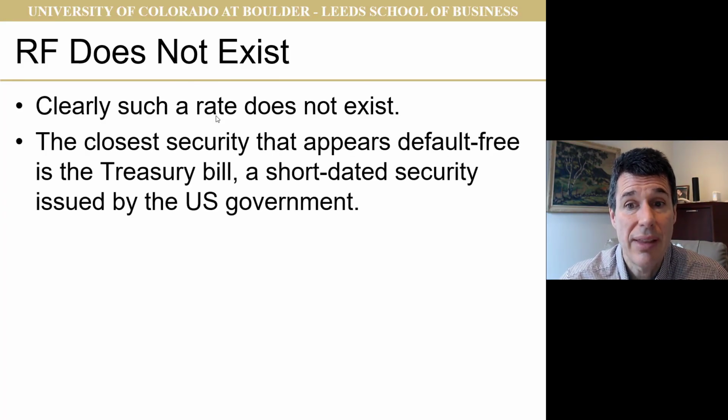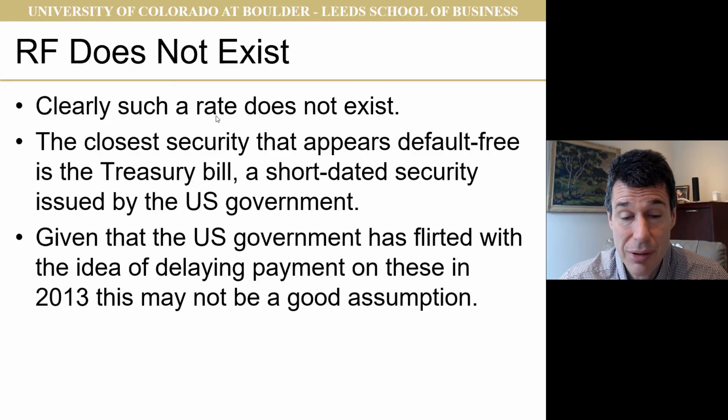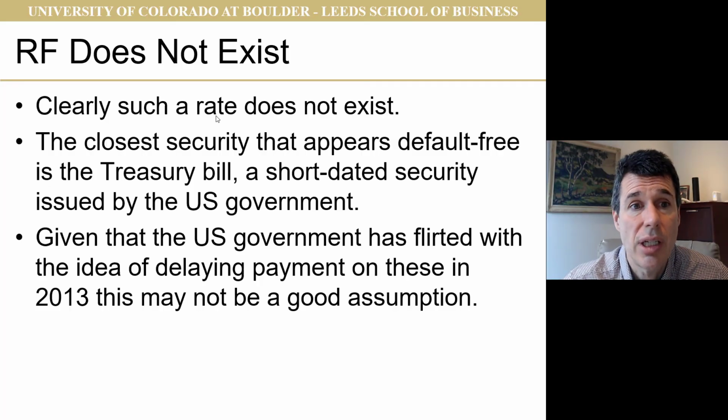Now, the closest thing that appears to be default-free are U.S. Treasury bills, short-dated securities issued by the U.S. government. In 2013, the U.S. thought about delaying payment on these, so it might not be a great assumption that these are risk-free. But it's as good as we get, so generally we work with the assumption that Treasury bills or Treasury bonds are risk-free, and so those are risk-free rates. We will do all of our derivatives math, or most of it, assuming that the risk-free rate exists. When I say risk-free at some point in this course, think Treasury bill.